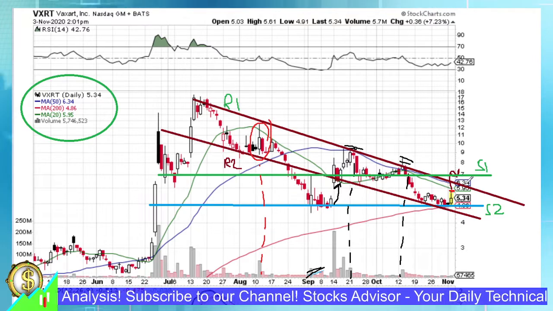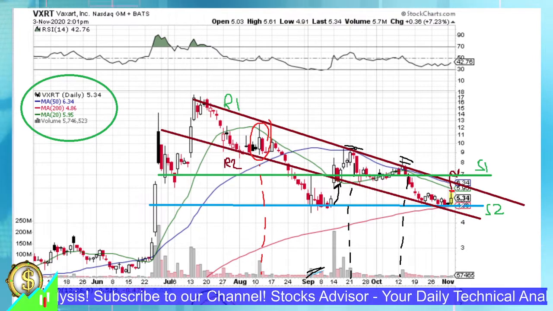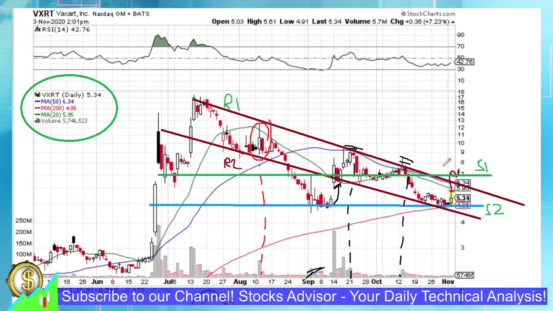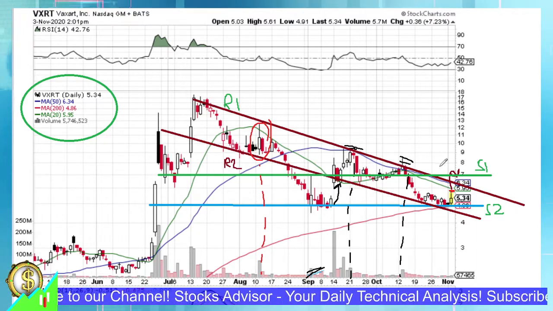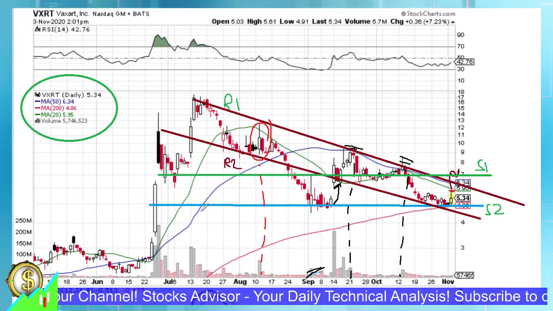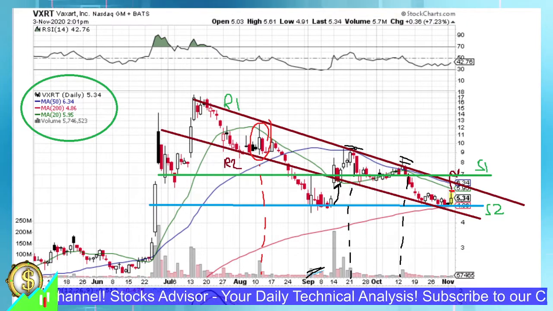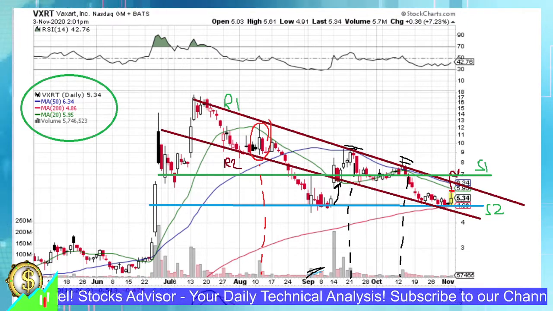So that's the advice for Vaxart. Of course, the volatility today is quite high. Everyone is expecting some news, but it could play both ways, especially given the fact that there is quite a big gap between the S1 level and the previous trading levels.